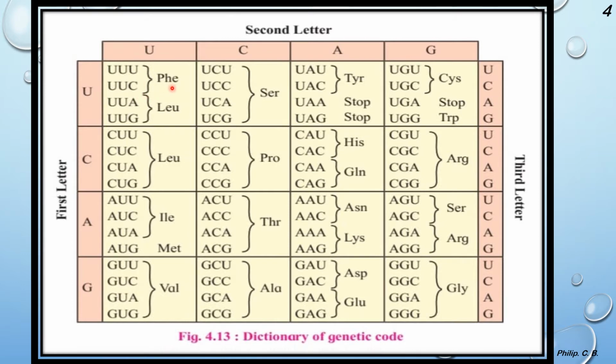For example, you can see here UUC, which is for phenylalanine, whereas UUA, UUG, CUU, CUC, CUA, CUG all code for leucine. Similarly, the different codons are present. So in all there will be 20 types of amino acids, but with different combinations you can see 64 codons. Mainly you can see AUG, the methionine starting codon, whereas UAA, UAG and UGA are the three stop codons. So you can see a dictionary of the genetic code, all coded in triplet form.